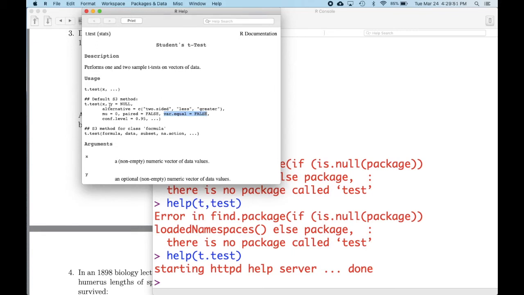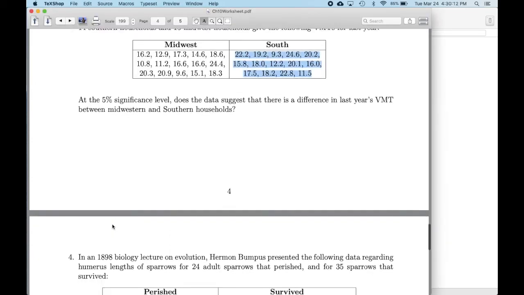The final thing is that you can actually write y equals null, and this will run a t-test for one population mean with all these values. So you can also use this formula to talk about one population means, which I'll go back and do an example of in a second. All right, so next let's talk about number 4.